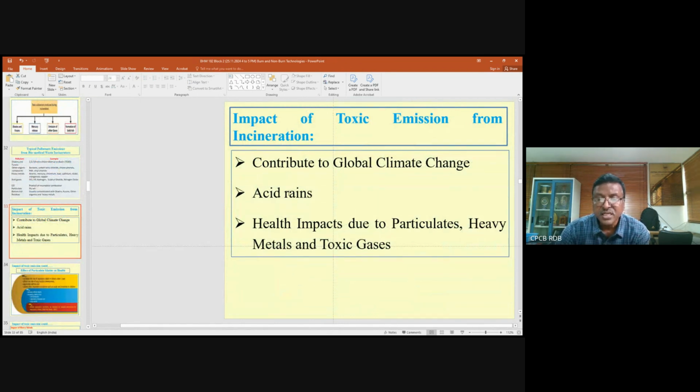The impact of toxic emissions from incineration is that they contribute to global climate change and also cause acid rain. Because of the emissions of sulfur dioxide and hydrochloric acid, the acid content will be more. The sulfur dioxide naturally forms sulfuric acid because of chemical reactions in the atmosphere, so acid will be there in the form of H2SO4 and HCl. Rainfall will have a low pH, maybe around 4 to 5, depending upon the nature of the pollutants available in the atmosphere. Health impacts are also caused by particulates, heavy metals, and toxic gases emitted into the atmosphere.